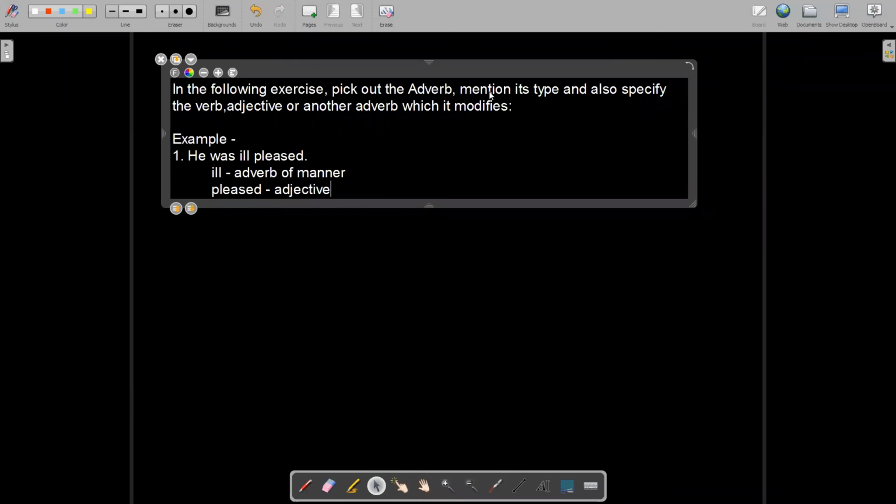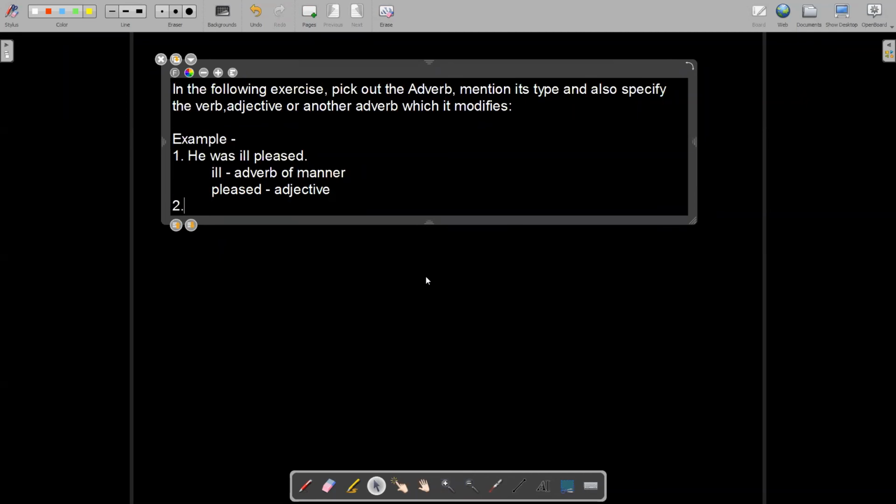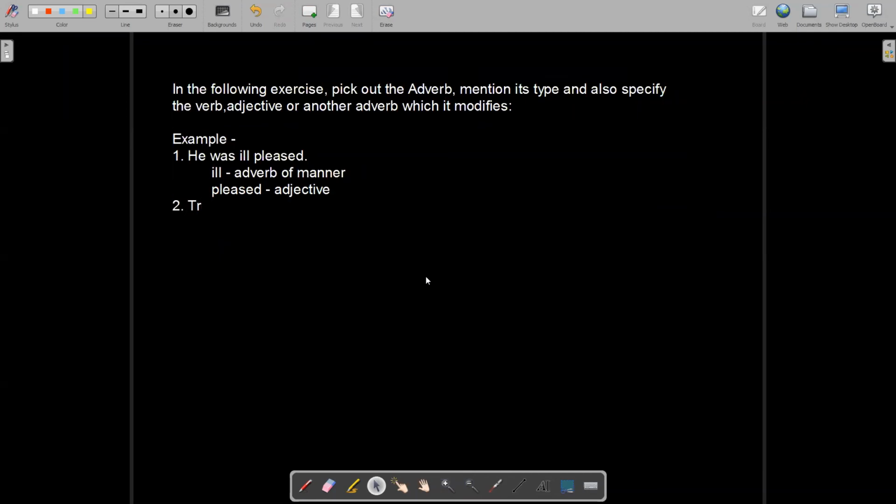Here pleased is not the verb, student. We are saying he was pleased. So this pleased word, it is actually referring to the pronoun over here. That is he. Anything which describes a pronoun or a noun, that is your adjective. So here it is adjective. Got it? So you don't have to tell which type of adjective over here, just you have to highlight the word which is being modified. So pleased is the adjective which is being modified by the adverb of manner, ill. So this is how you have to write the answer. Got it? So I'm going to give you other questions over here.